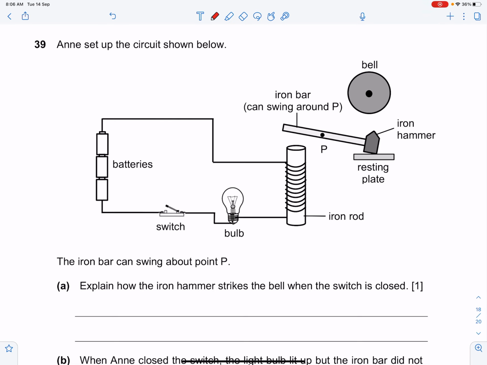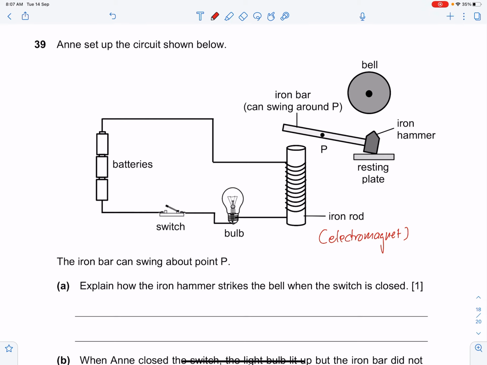So whenever I look at diagrams like that, whenever I see this kind of diagram, the first thing that comes to my mind is always electrical circuit. Very straightforward. Because I see things like batteries, bulb, switch. And then whenever I see an iron rod with coils, I will annotate here as electromagnet. It's very clear-cut. It has to be an electromagnet somehow.